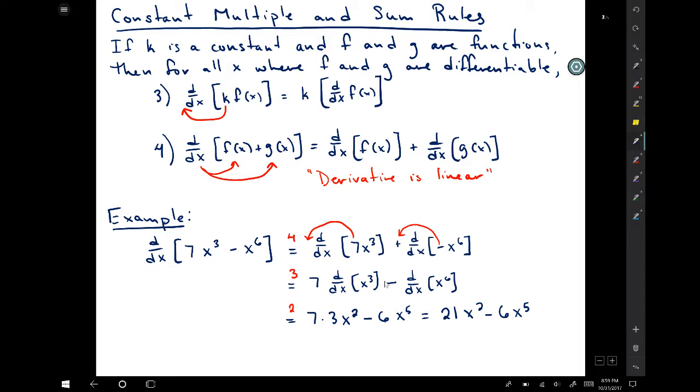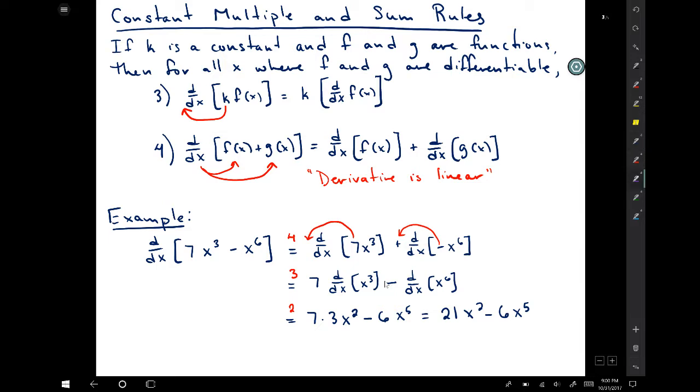And again, you can do this one with that limit as h goes to 0 definition, but I'm betting you really don't want to. So again, the first step here, I'm using rule 4 to split up my sum. I'm pulling my constants out in my second step using rule 3, and then in my last step, I'm using rule 2 to actually take the derivatives of the functions x cubed and x to the 6th.